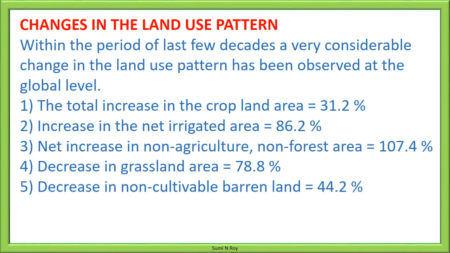Now let us see the changes in the land use pattern. Within the period of last few decades, a very considerable change in the land use pattern has been observed at the global level. The total increase in the crop land area was 31.2%. The increase in the net irrigated area is 86.2%. Net increase in non-agriculture, non-forest area is 107.4%. Decrease in grassland area is 78.8%. And decrease in non-cultivable barren land is 44.2%.